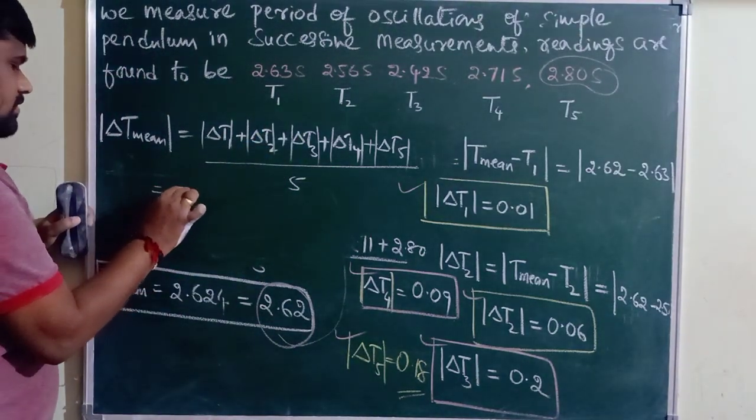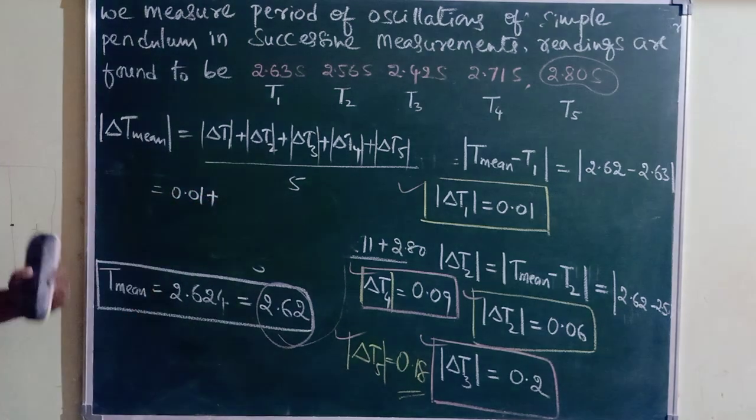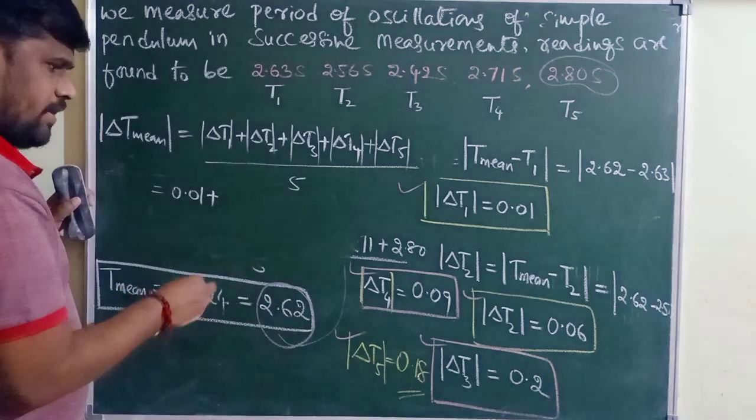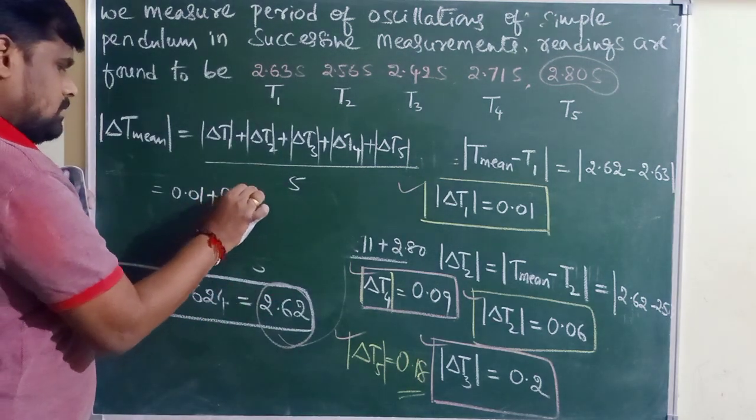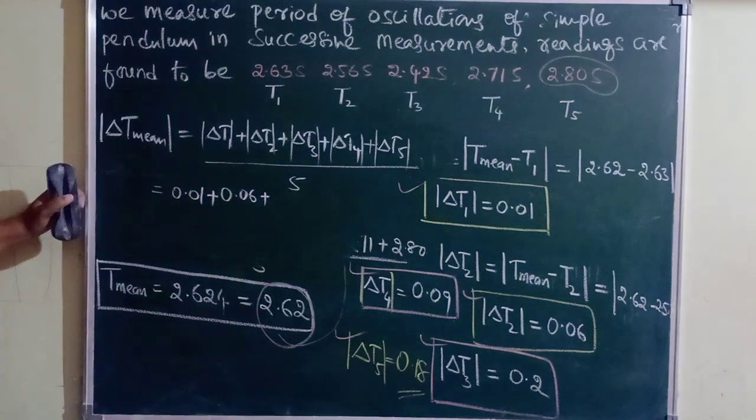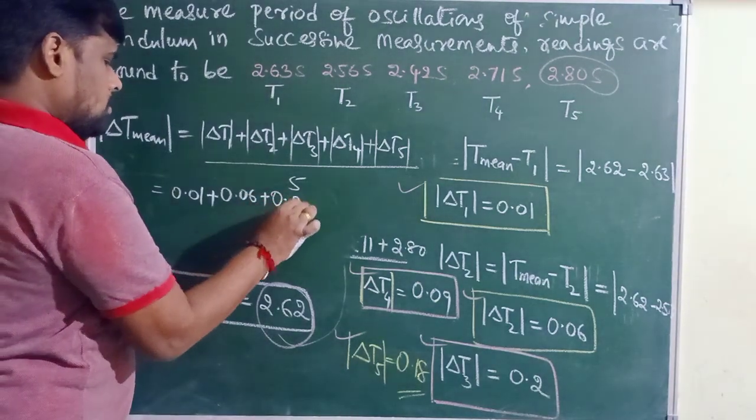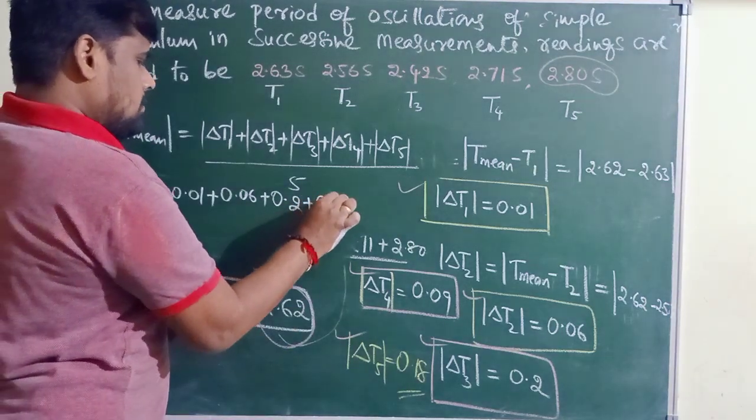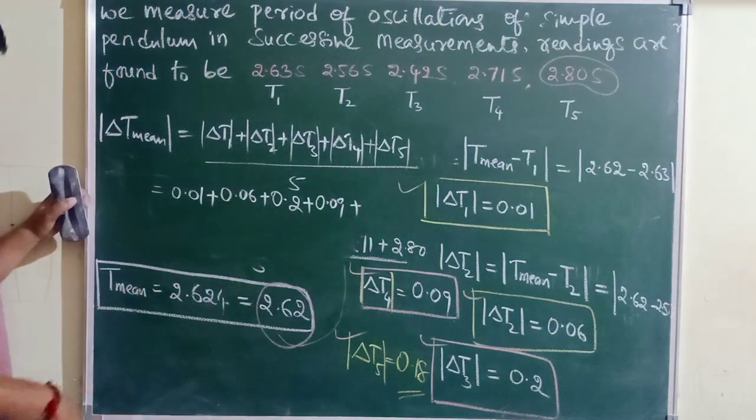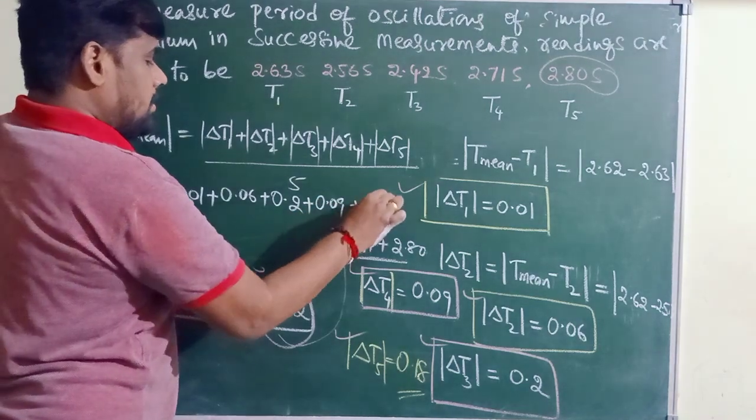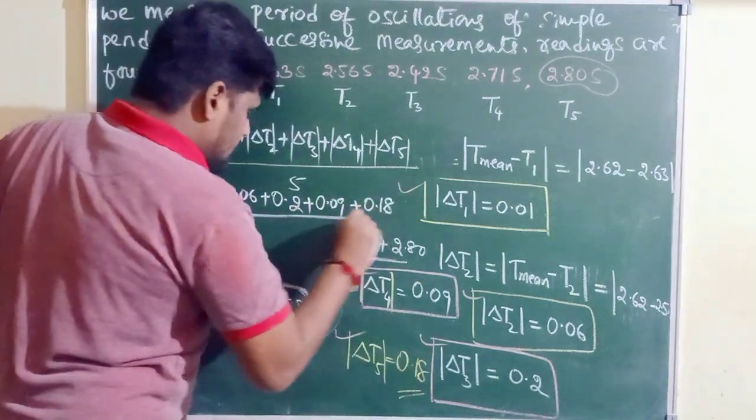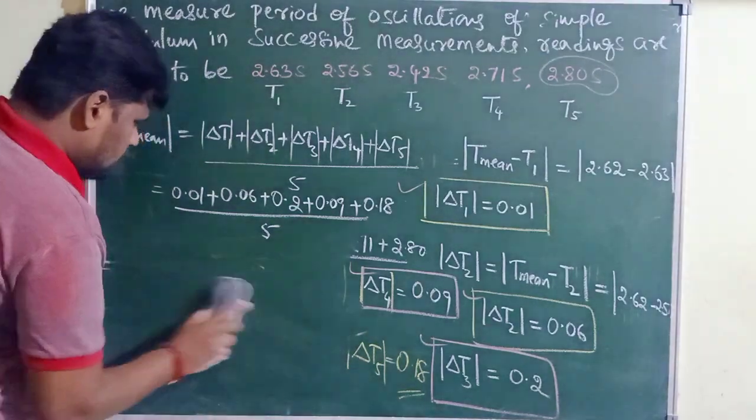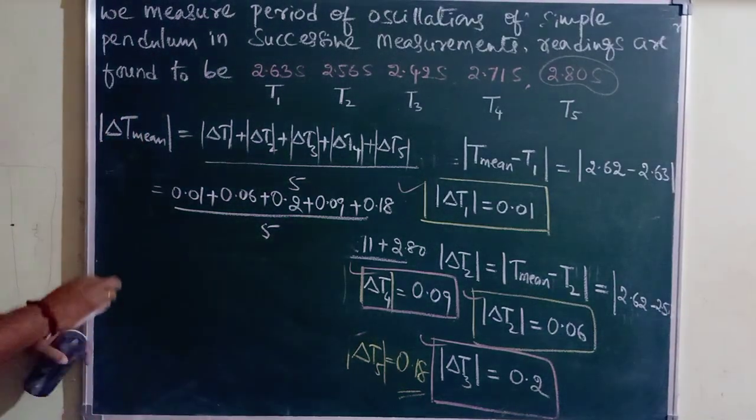What is delta T1? 0.01. Delta T2. What is delta T2? 0.06. Delta T3, 0.2. Plus delta T4, 0.09. Plus delta T5, 0.18. Divided by 5, because we have taken 5 readings here. So we got delta T mean here.